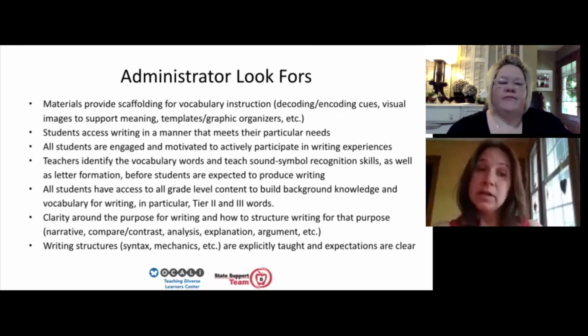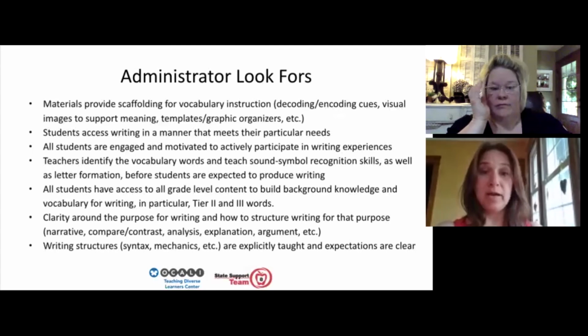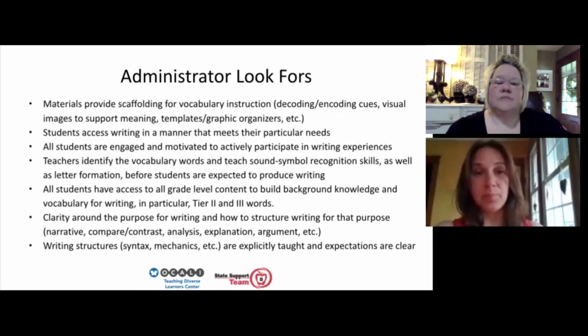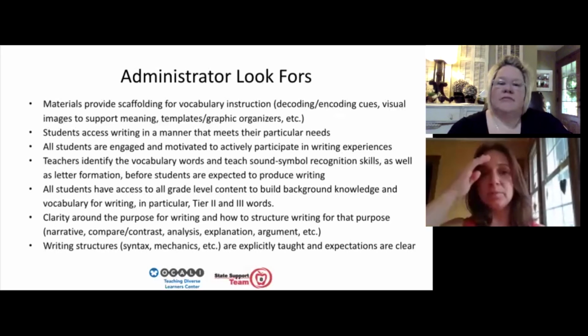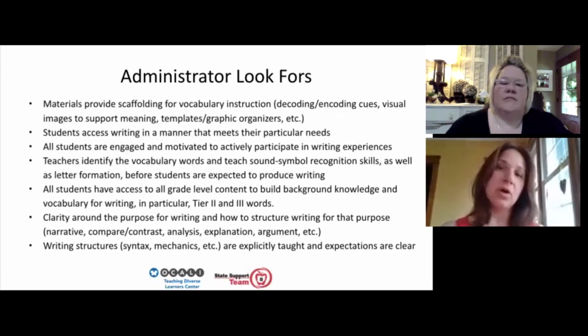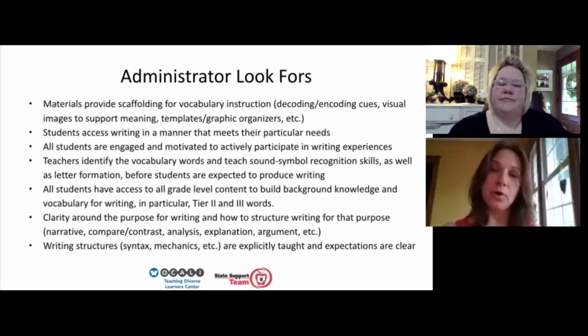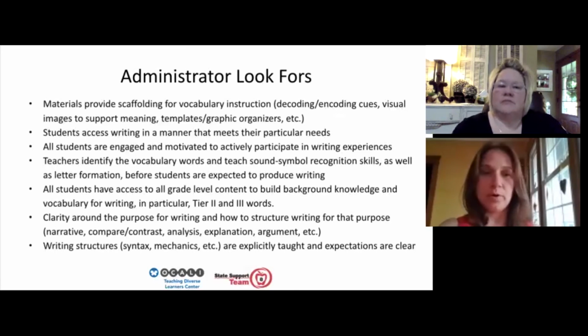Next is clarity around the purpose of writing and how to structure writing for that purpose. So do students know that they're writing a narrative? Do they know they're writing an analysis? If they do, they know how to structure that? Do they know the difference between an analysis and an argument or an explanation? All of those might take different forms, and they're all writing for different purposes. And so teaching those purposes and the structures around those is very important.